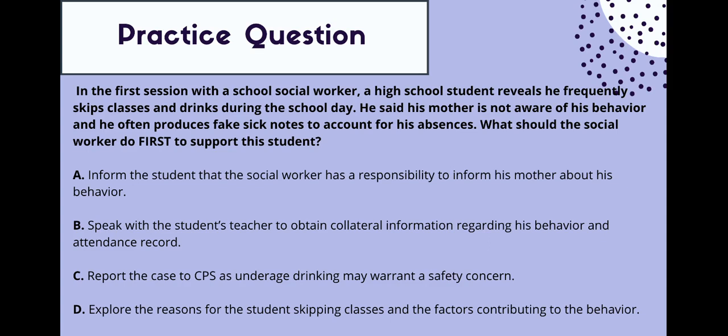A, inform the student that the social worker has a responsibility to inform his mother about his behavior. B, speak with the student's teacher to obtain collateral information regarding his behavior and attendance record. C, report the case to CPS as underage drinking may warrant a safety concern. D, explore the reasons for the student skipping classes and the factors contributing to the behavior.